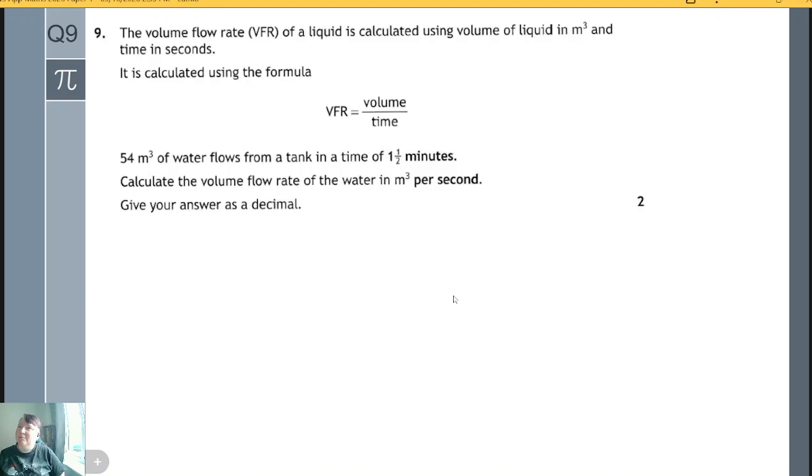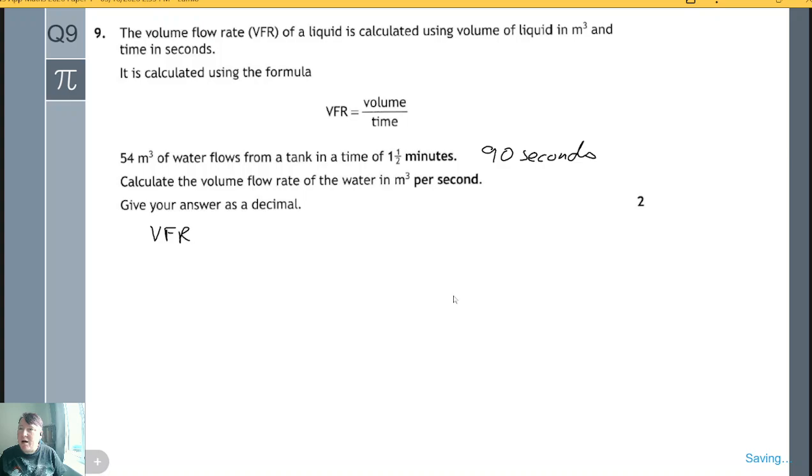Question 9. The volume flow rate of a liquid is calculated using volume of liquid in meters cubed and time in seconds. And using this formula, VFR equals volume over time. Time needs to be in seconds. We've got 54 meters cubed of water and it's got a time of 1.5 minutes. Now that's the same as 90 seconds, so I'm going to write that in straight away. Calculate the VFR and give your answer as a decimal.